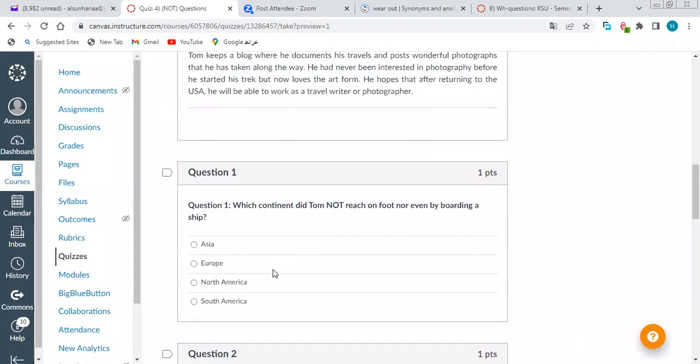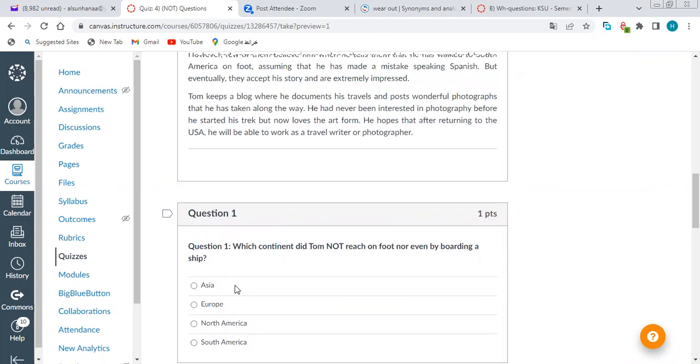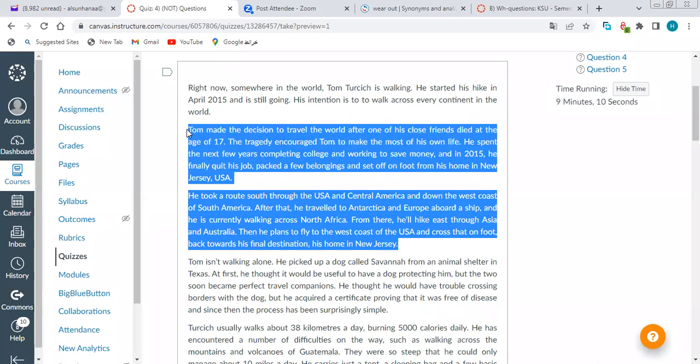Okay, guys. First question. Which continent did Tom not reach on foot, nor even by boarding a ship? I mean, the continent that he didn't go to. القارة اللي هي ما راحهاش. Asia, Europe, North America, or South America. You can find it in paragraph 2 or 3.